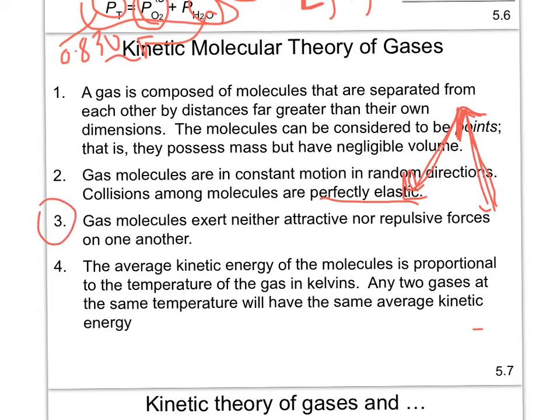Number 3, gas molecules exert neither attractive nor repulsive forces. Of course, gases can be charged and they can be polar, and so the more polar or charged they are, the less true point number 3 is. And the average kinetic energy of molecules is proportional to the temperature of the gas in kelvins. Any two gases at the same temperature will have the same average kinetic energy, and that is also true. So the 2 points that I think are going to be questioned the most, for some gases, are point number 1 and point number 3.